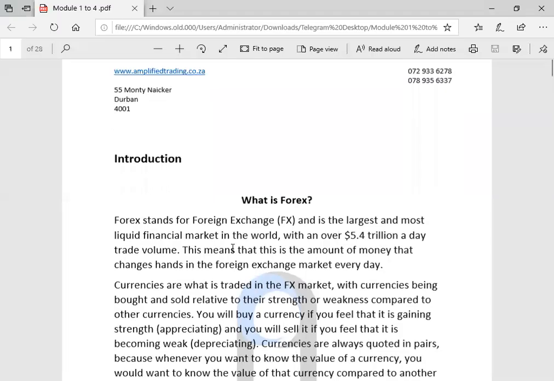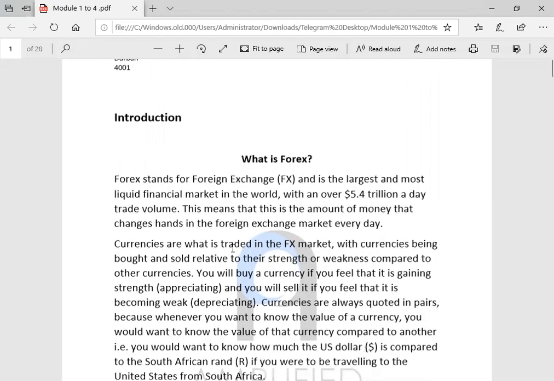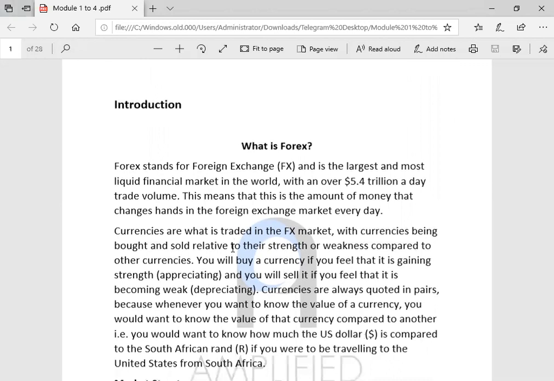Okay, guys know Anele, the name from Amplified Trading. So this is our very first session for the beginners, right? When you're a beginner, you're starting off with this material, so you have to be in tune with all of this and understand this.